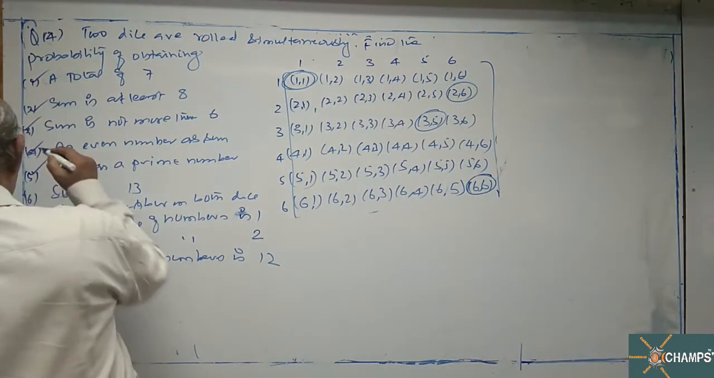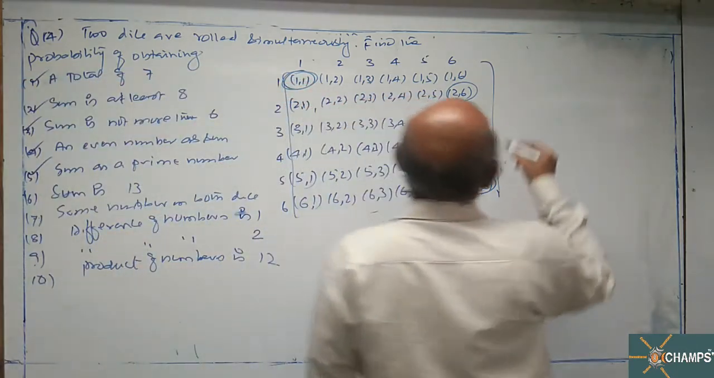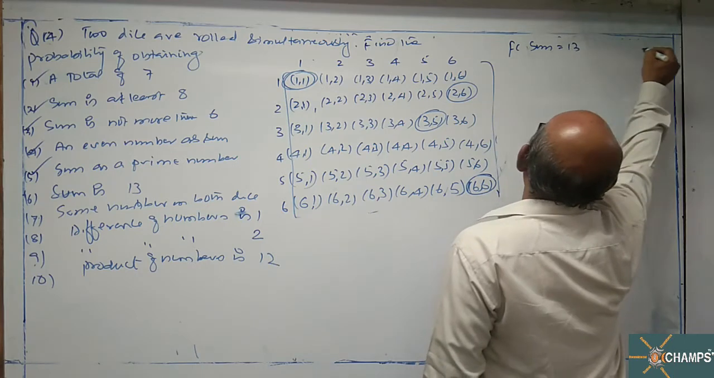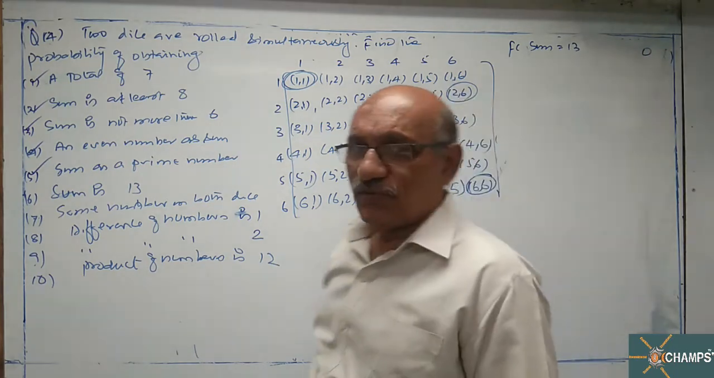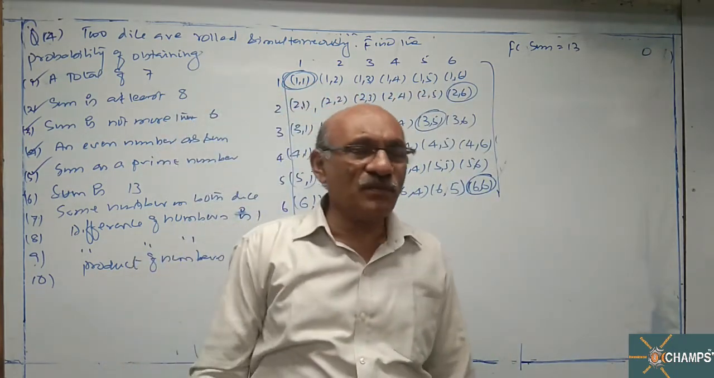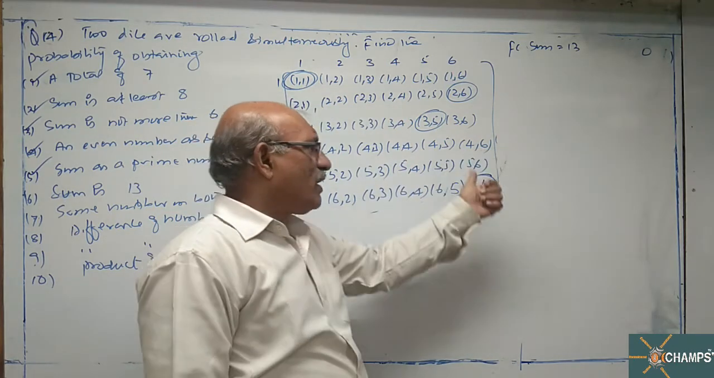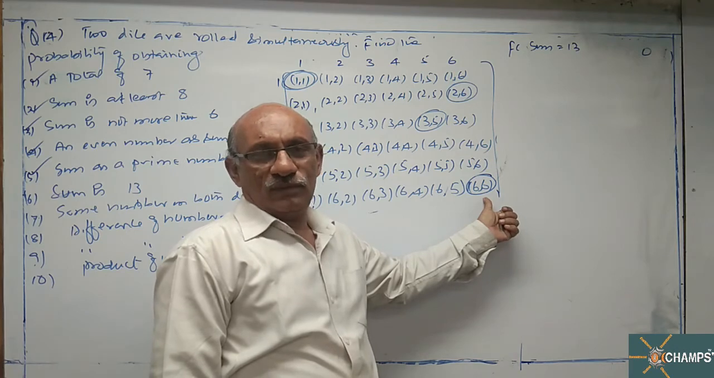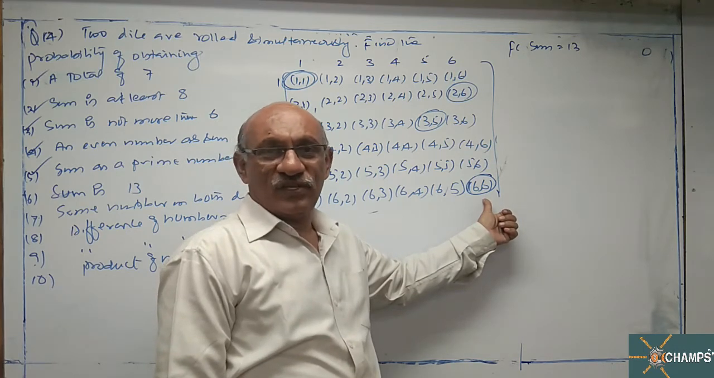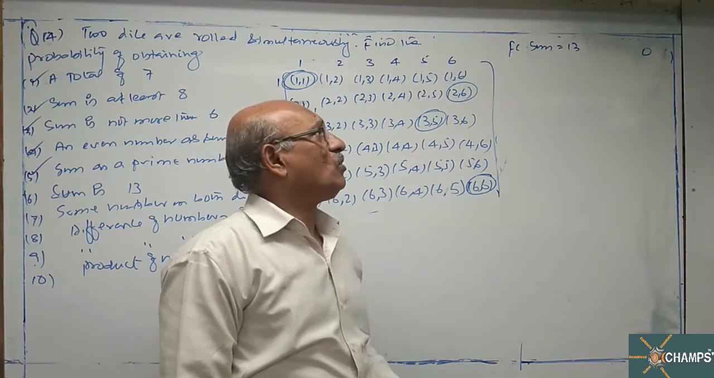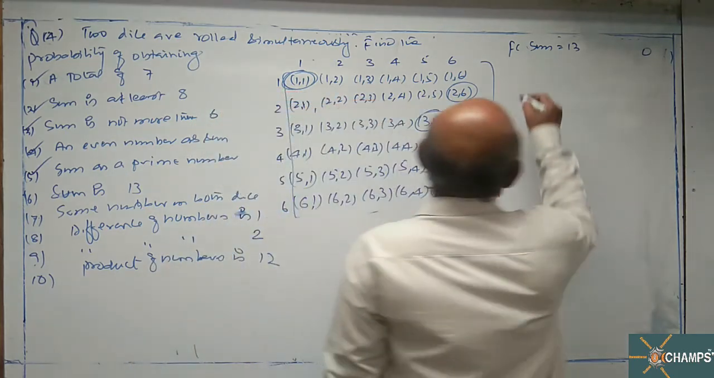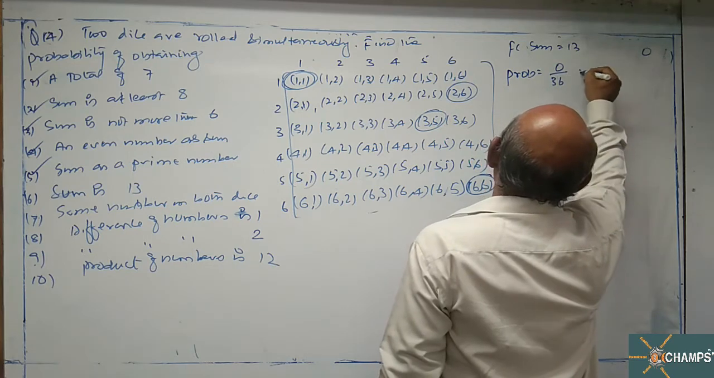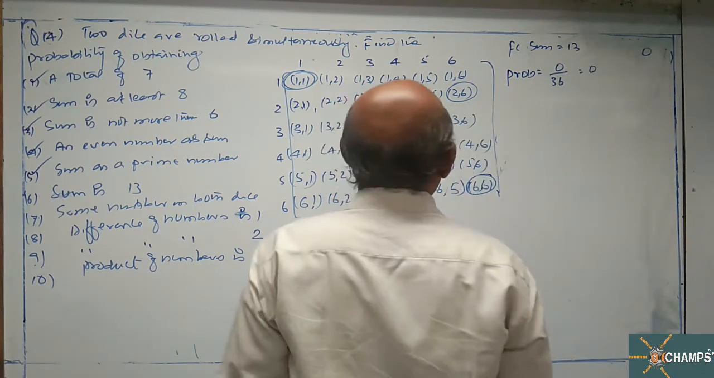Now sum as a prime number over, sum is 13. Favorable cases for sum is equal to 13. 0. There is no case which will support sum is equal to 13 because when 2 dice are rolled, maximum value is 12. 6 plus 6, 12. So there is no question of getting 13. So probability is equal to favorable cases by total number of cases, 0.